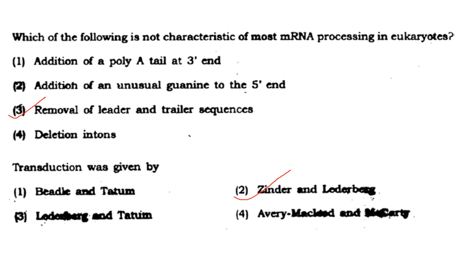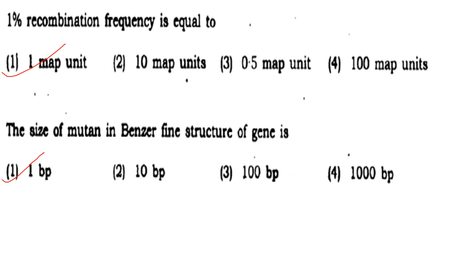Next one, transduction was given by option 1, Beadle and Tatum; 2, Zinder and Lederberg; 3, Lederberg and Tatum; 4, Avery, MacLeod and McCarty. Answer is option 2, Zinder and Lederberg. Next one, 1% recombination frequency is equal to option 1, 1 map unit; 2, 10 map units; 3, 0.5 map unit; 4, 100 map units. Answer is option 1, 1 map unit.